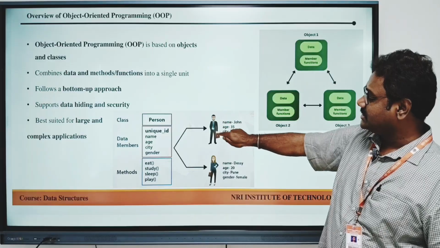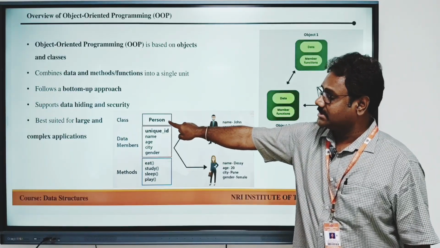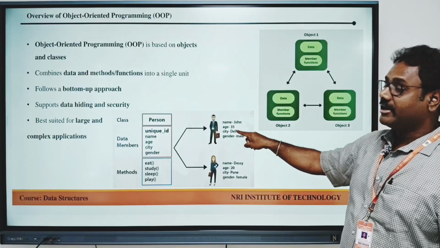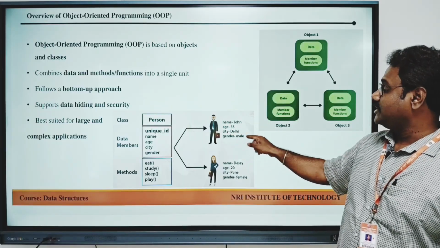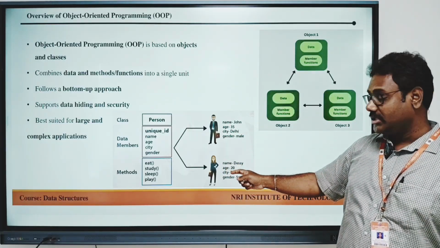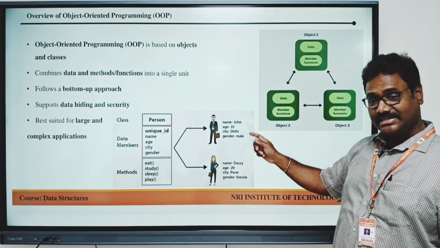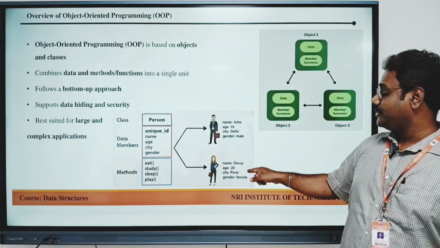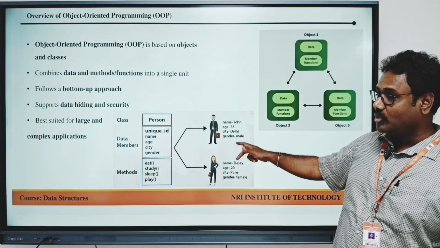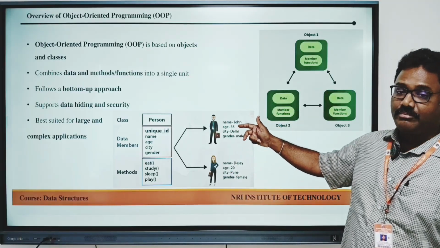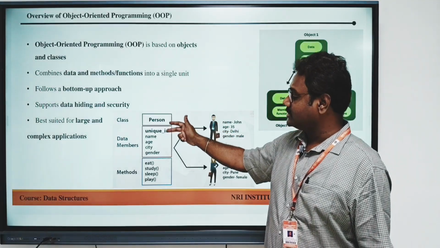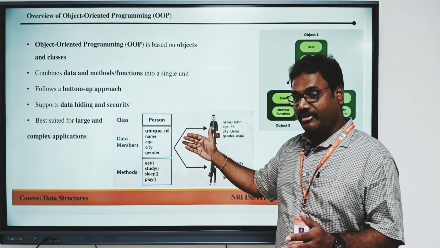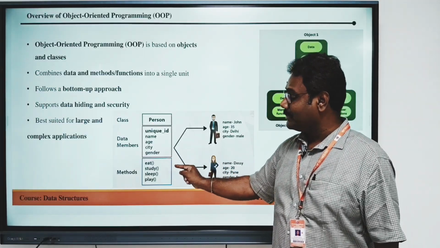You can see this example. This is one object under the class person. He is considered as a person. So name John, age 35, city Delhi and gender male. Coming to another object whose features are different, same features but with different values: name Desi, age 20, city Pune, gender female. You have two objects. Like this you will have several objects under one class with the same features and different values, and the methods they are going to perform are the same: eat, study, sleep and play.